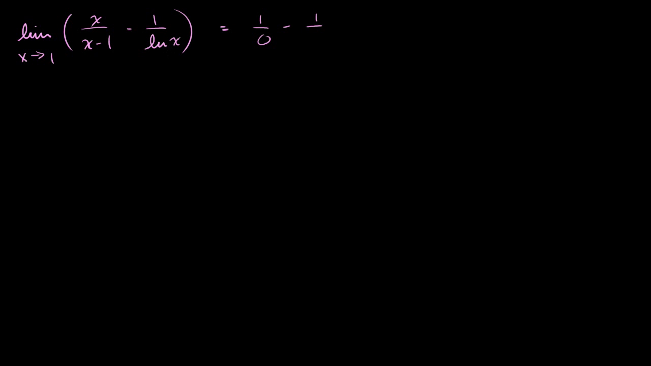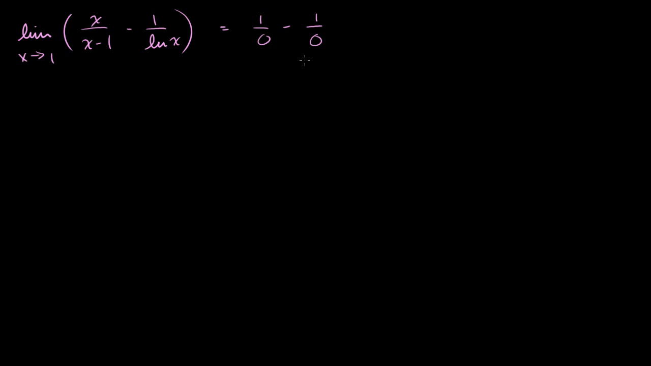of 1? E to the what power is equal to 1? Well, anything to the 0th power is equal to 1. So e to the 0th power is going to be equal to 1. So the natural log of 1 is going to be 0. So we get this strange undefined 1 over 0 minus 1 over 0. It's this bizarre looking undefined form.